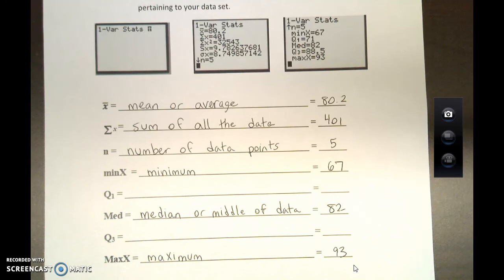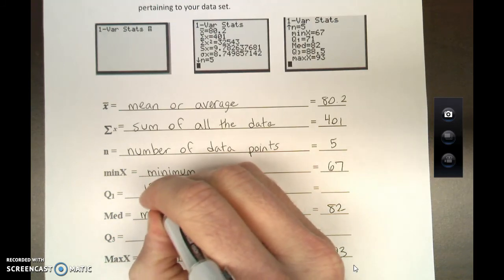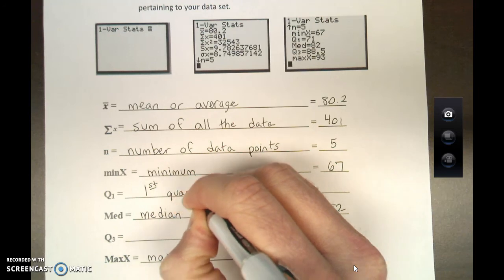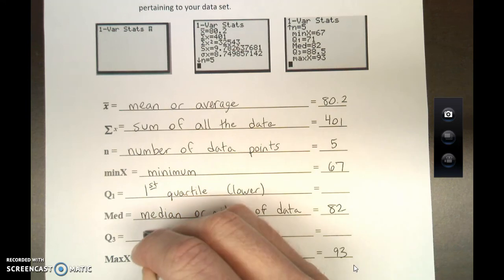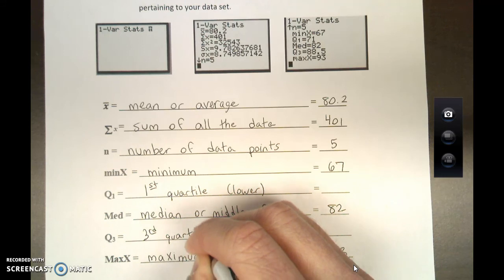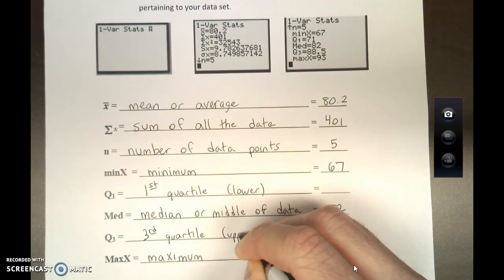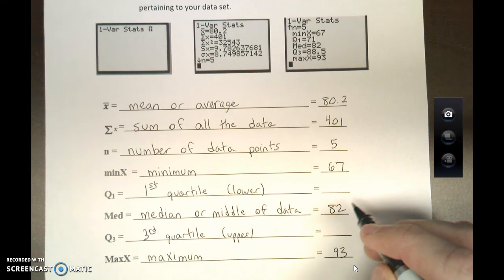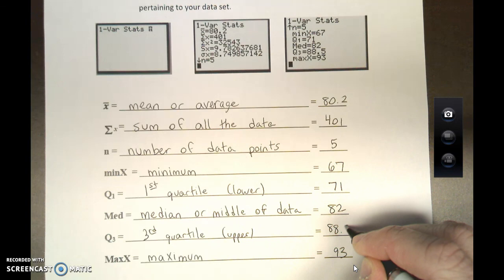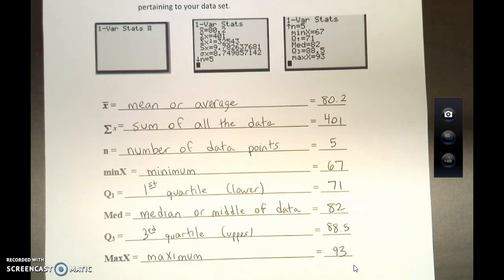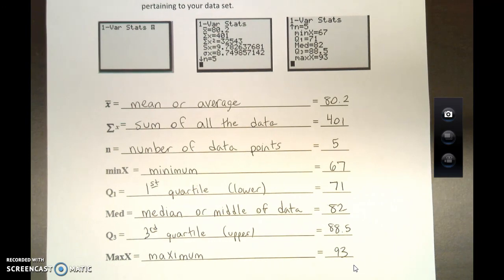Q1 and Q3 are different terms. I'm going to tell you what they mean. Q1 stands for the first quartile, or lower, and Q3 stands for the third quartile, or upper. Based on the calculator, those numbers were 71 and 88.5. We're going to learn about those next week when we get into box and whisker plots. But for now, we just want to look at the numbers that we've studied so far.